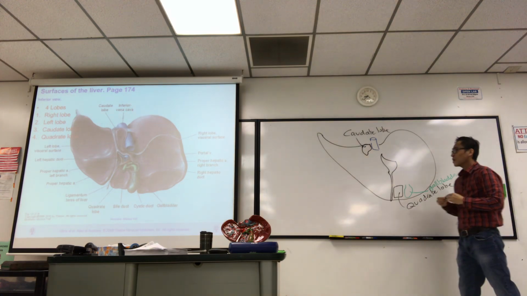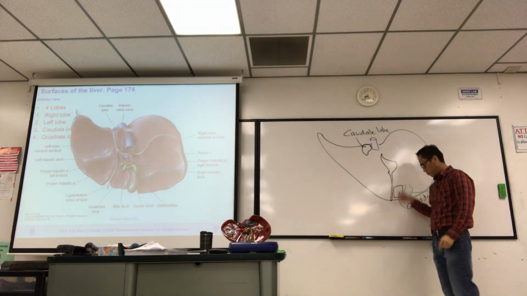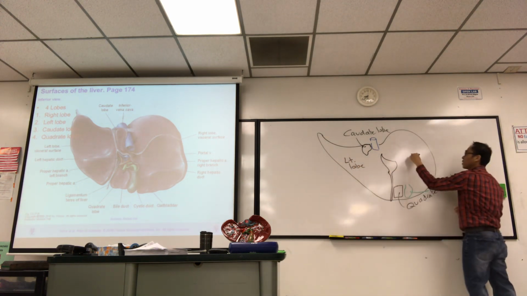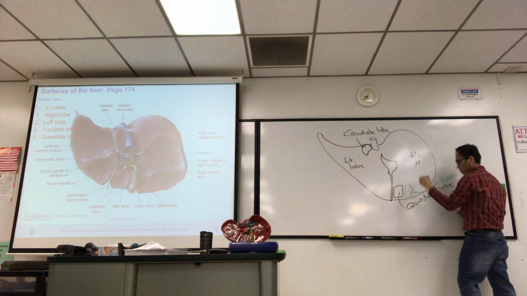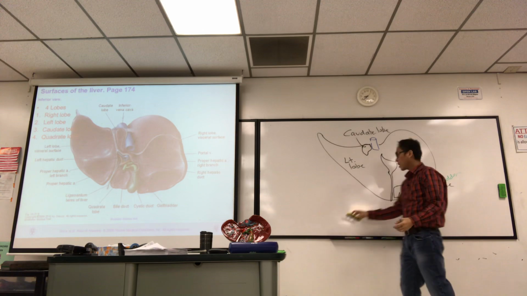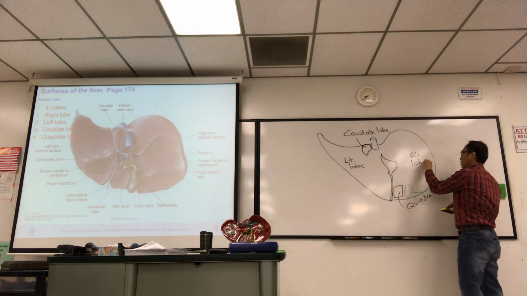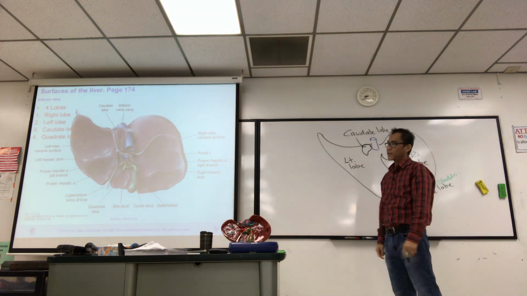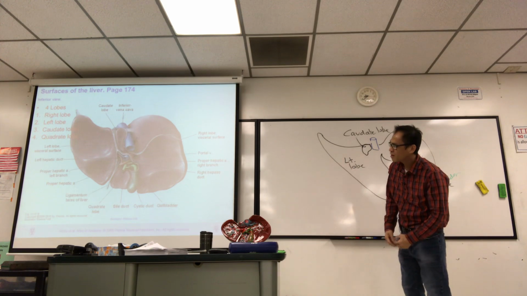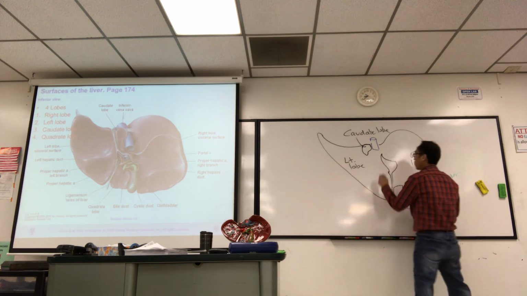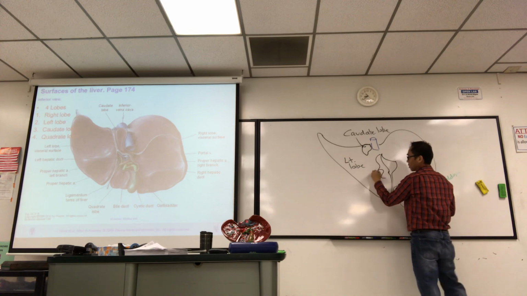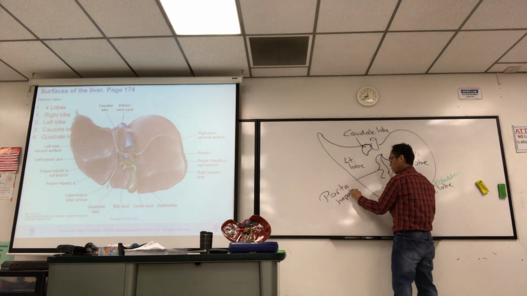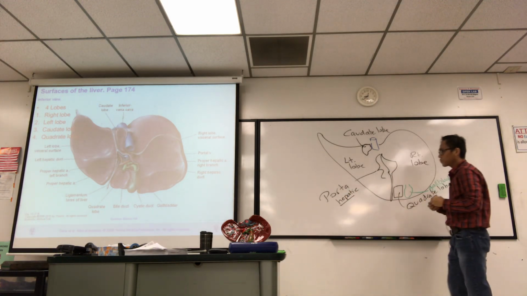So looking underneath, this is the left lobe, this is the right lobe. Always remember, the gallbladder is closer to the right lobe. This opening is called the porta hepatis, which means doorway to the liver. There's a lot of stuff coming in and going out. Hepatic always refers to liver.